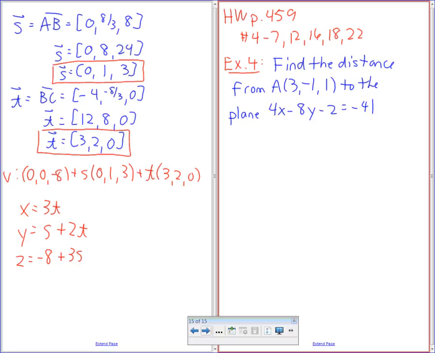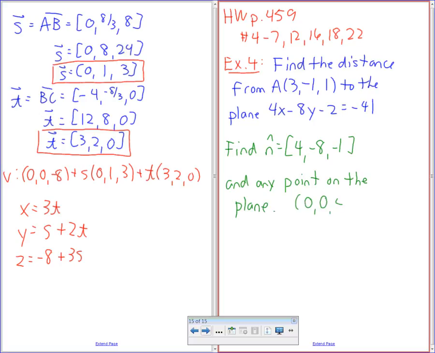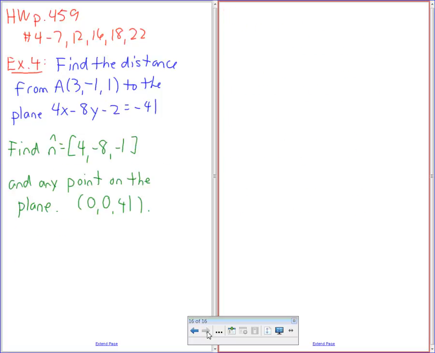So what we're going to do is find the normal and any point on the plane. The point on the plane I'm going to choose is going to be 0, 0, and 41. Any can be used though. Why is it 41? The question was, our equation was equal to negative 41, right? So it'd be 0, 0, and that.